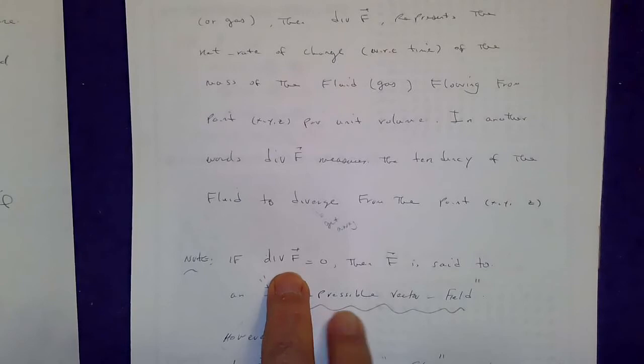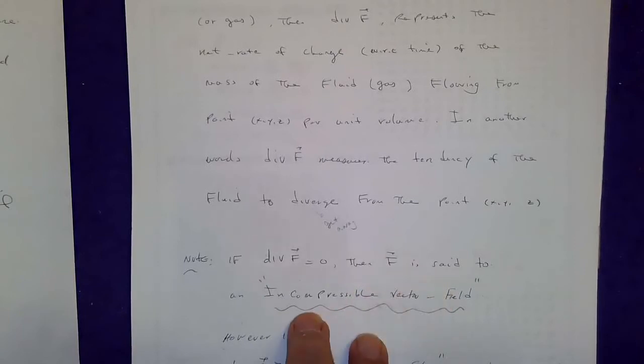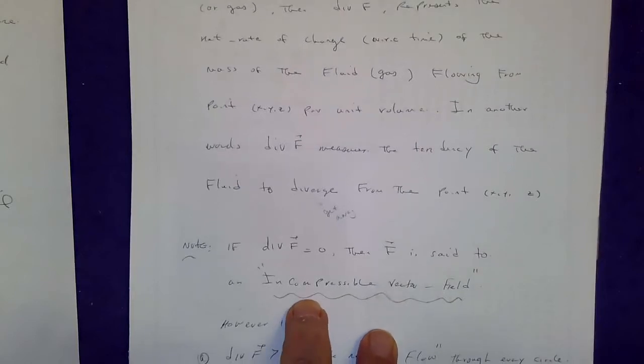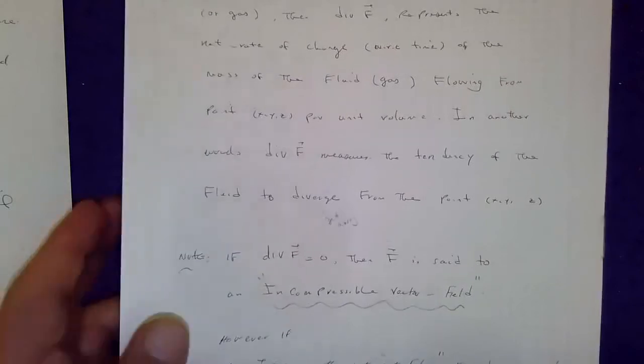However, if the divergence of a vector field is 0, the number, not the vector, then the field is said to be incompressible. That means you cannot compress what? The field. Like fluids, they're not compressible. Gases, but fluids are not.